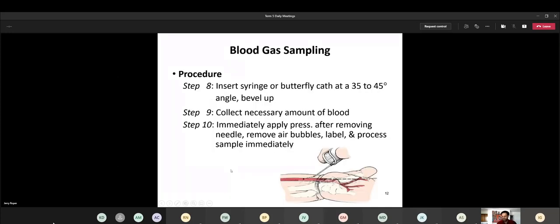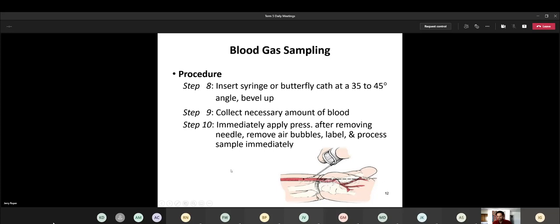And then here we are using our butterfly syringe. It's the same approach. You're using like a 35 to 45 degree angle. And there's a bevel on this needle as well, so you're always going to make sure the bevel is facing upstream, where the blood is coming from. And then you get your sample.